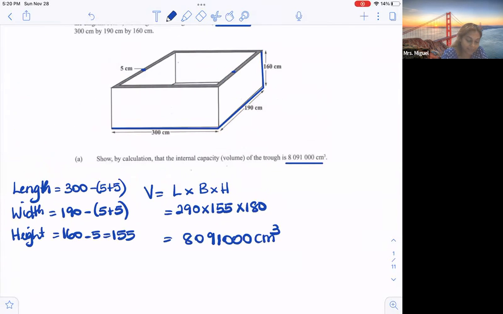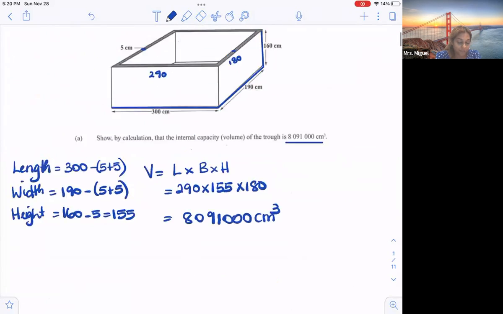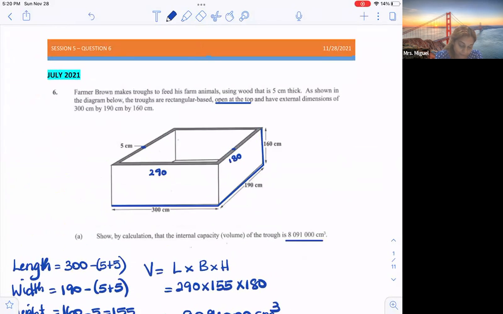The first face here will be 290 by 180, right? Then we have 180 by 180 by... so 5 faces. So we're really finding the surface area of the internal trough. So the first face is 290 by this height here, which is 155.